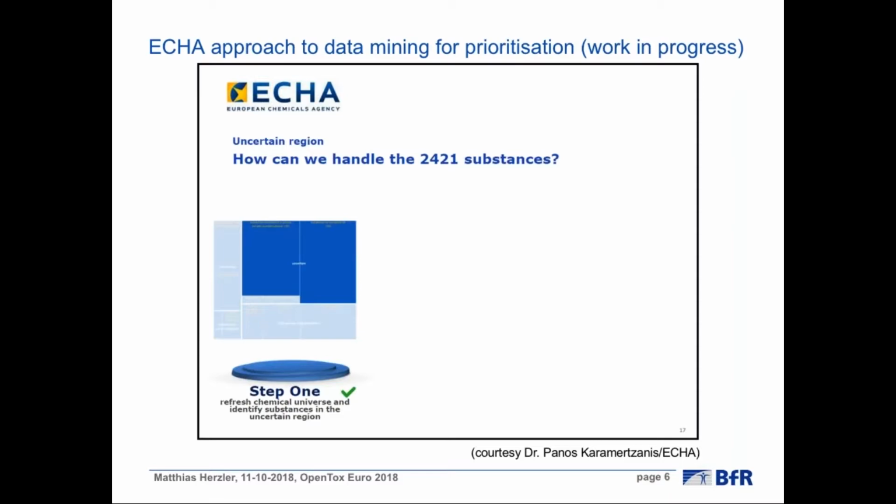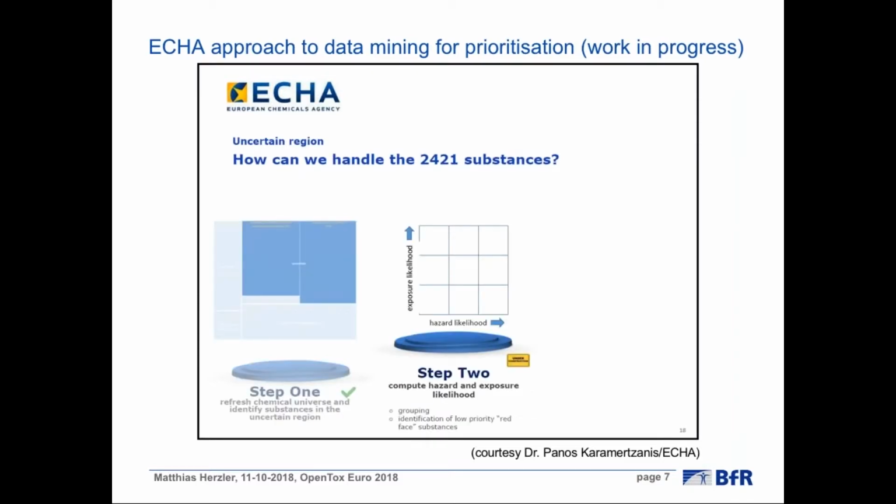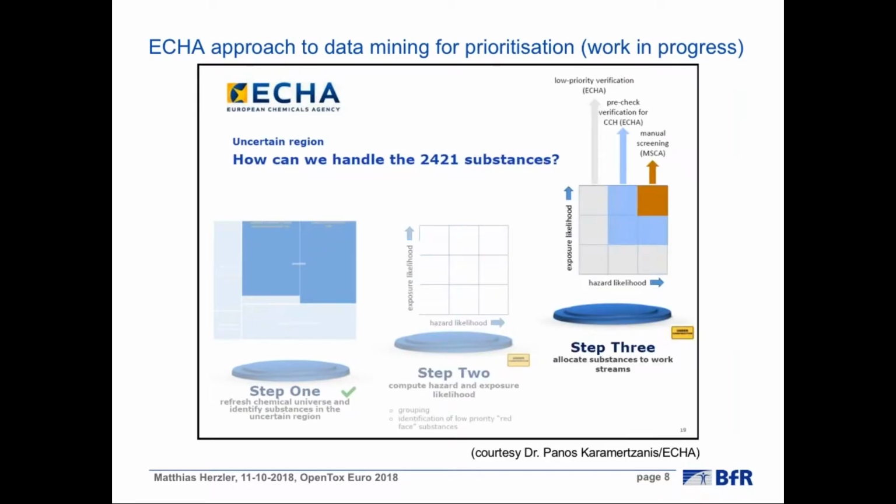And so this is step 1. In the next step, they try to estimate the likelihood of exposure of certain groups and also the likelihood of hazard for those compounds. In the next step, they make another 3 bins, which means these must be verified, low priority, or you get a pre-check verification, which ECHA does, or this is further processed by the member states in a detailed manual verification of the priority setting. So that's the basic scheme.